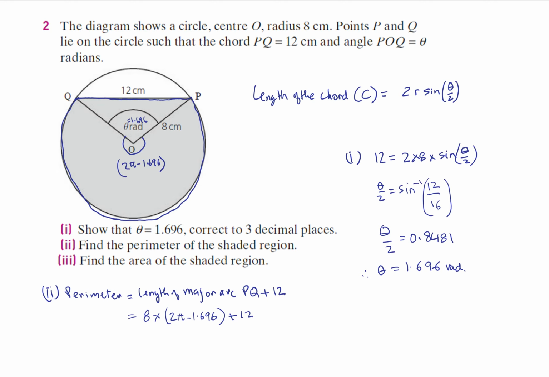So 8 times 2 pi minus 1.696, and that plus 12. So that is 48.69 or 48.7 centimeters. So that's the perimeter.